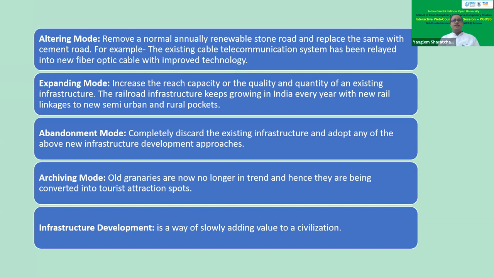Then expanding mode is increasing the reach and capacity, in terms of quality and quantity, of an existing infrastructure. Like the example is already there, we have that infrastructure, national highway, railway, then national highway and so on. Then abandonment mode is to completely discard existing infrastructure and adopt any of the new, like it may be altering mode, expanding mode. Okay. Then archiving mode. For example, we have a palace. Then we mark it as an archive and we mark it for tourist attraction.